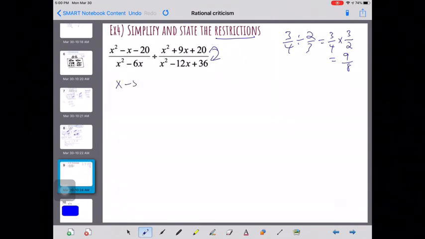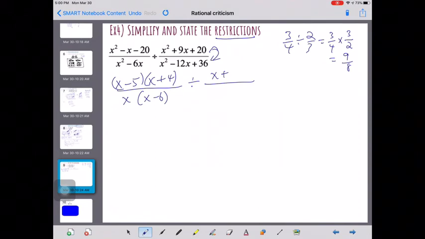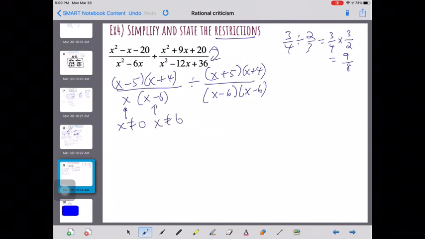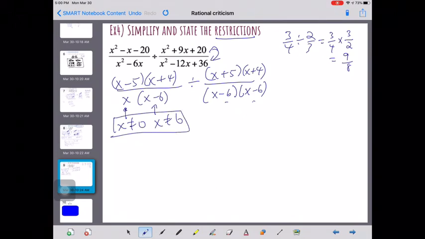So let's factor every single piece first. In this case, two numbers that multiply to give you negative 20 but add up to give you negative 1. This is a common factor in this case here. I'll keep the division sign. Numerator: two numbers that multiply to 20 but add up to 9. That gives you 5 and 4. Two numbers that multiply to give you 36 but add up to give you negative 12. Before we do anything, let's determine the restrictions first of any denominator. So in this case, I end up getting x cannot equal 0, x cannot equal 6. These are the same, so I don't have to write them out twice. So these are our restrictions.